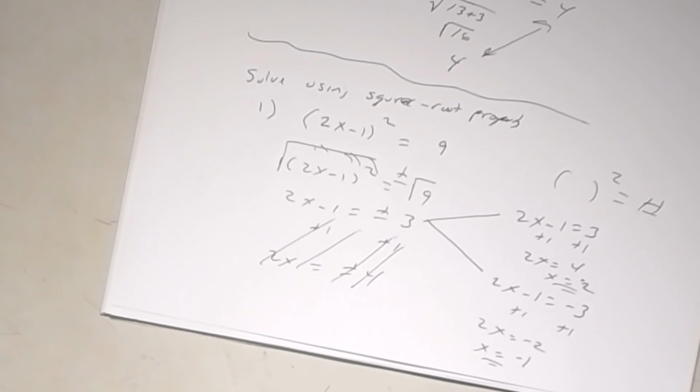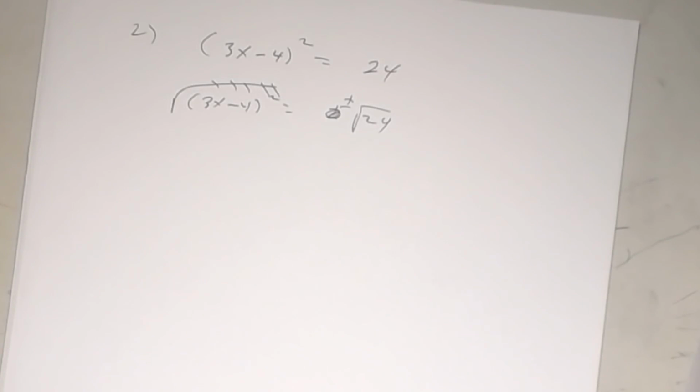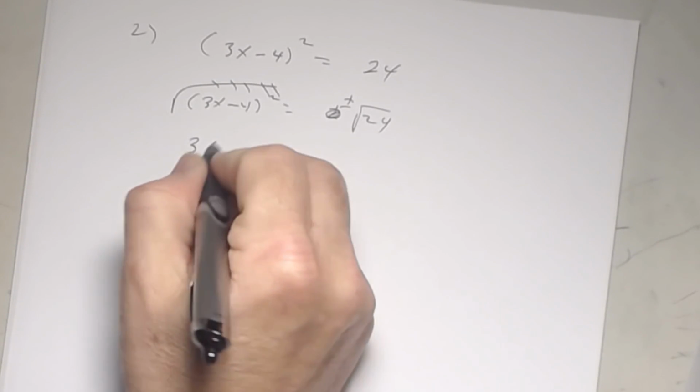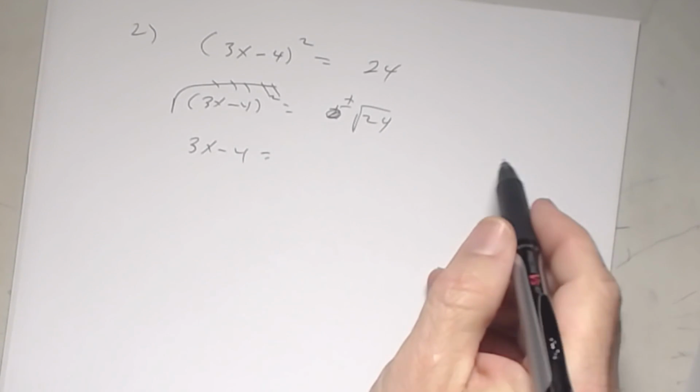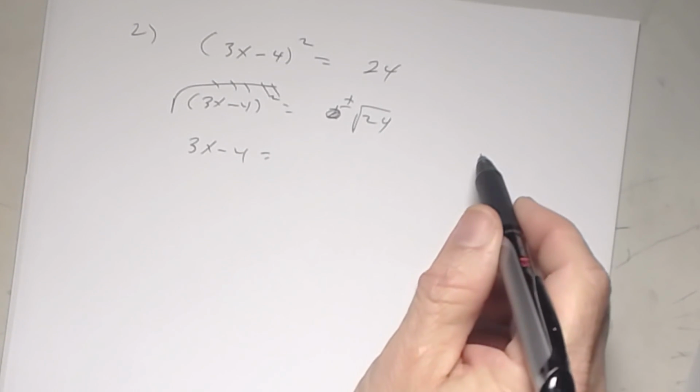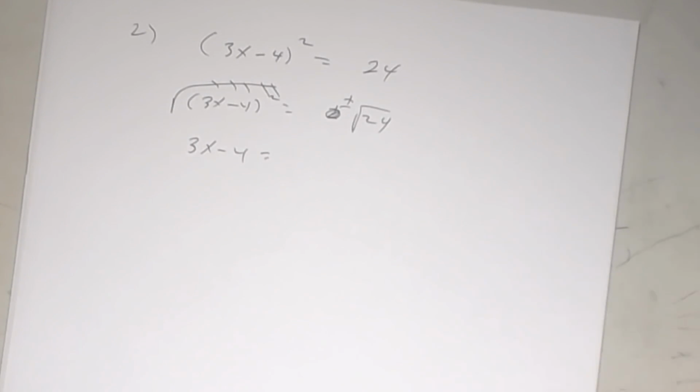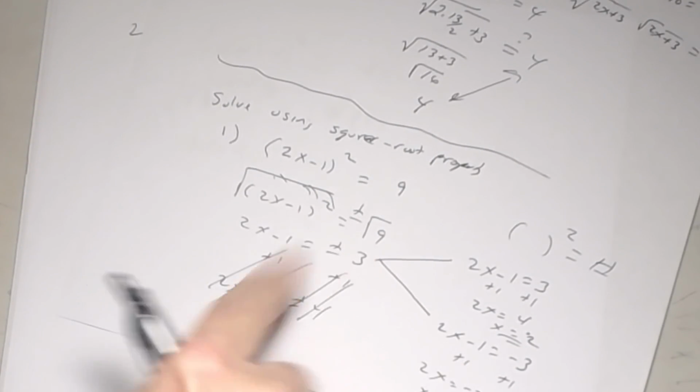Now, the one in your final will look more like this. All right, 3x minus 4. Now how do you deal with the right? See, it's a little bit different than this one. Why is number 1 a lot easier than number 2?